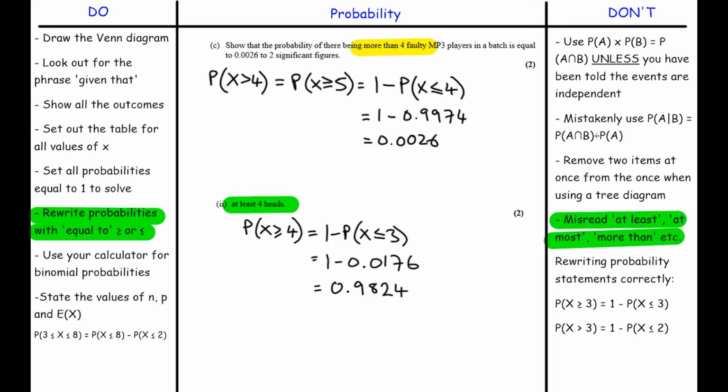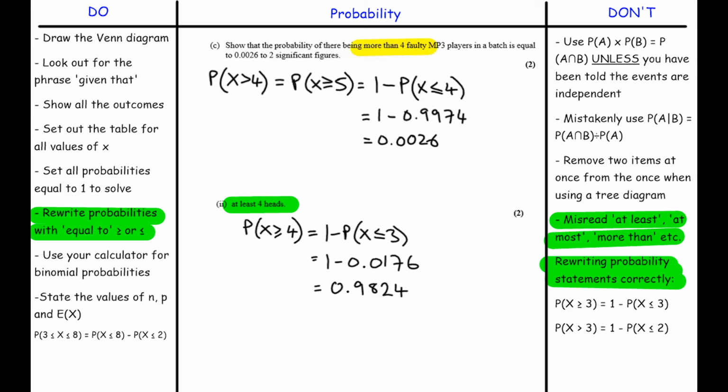Wherever you end up, you do want to make sure that you've got an equals-to inequality. And then obviously we need to rewrite as the 1 minus for us to calculate further, either on our calculators or from the tables. Rewriting probability statements correctly is vitally important.